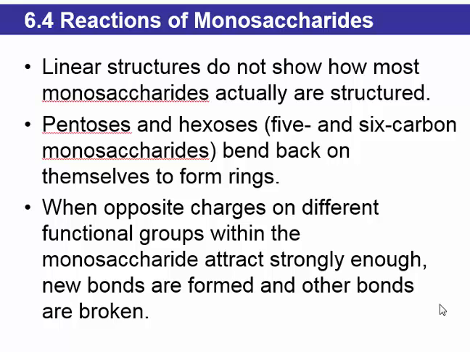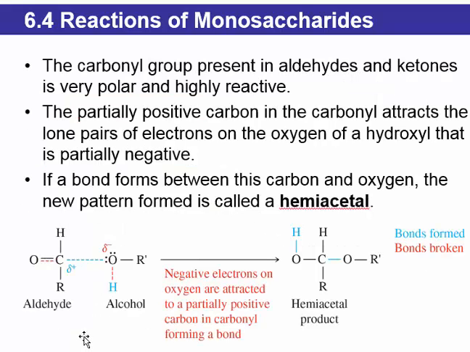The Fischer projections of monosaccharides, showing them as linear in structure, are actually not correct. Pentoses and hexoses, 5 and 6 carbon monosaccharides, exist in nature in solution in the bloodstream, in cells, and 99.9% of the time they are actually forming rings. And let's take a look at the chemical reaction that occurs in these monosaccharides that forms a ring.